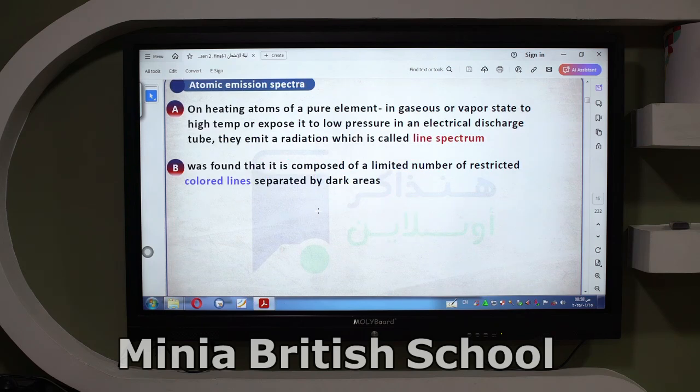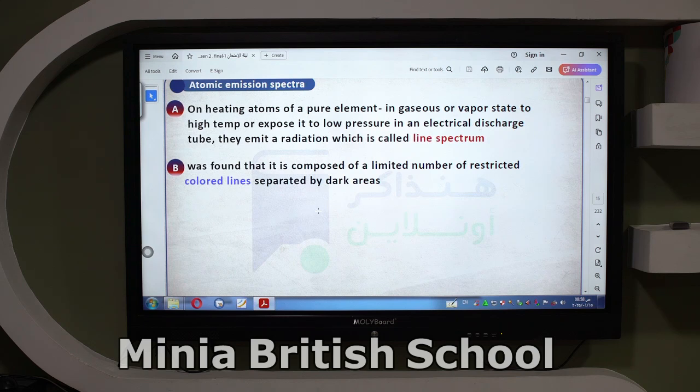We have the atomic emission spectrum, obtained on heating atoms of pure elements in the gas or vapor state to high temperature and low pressure. We focus on these conditions we should use: heating at high temperature and low pressure. Okay, why?